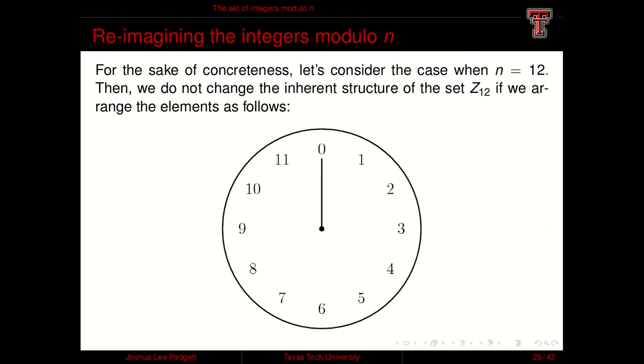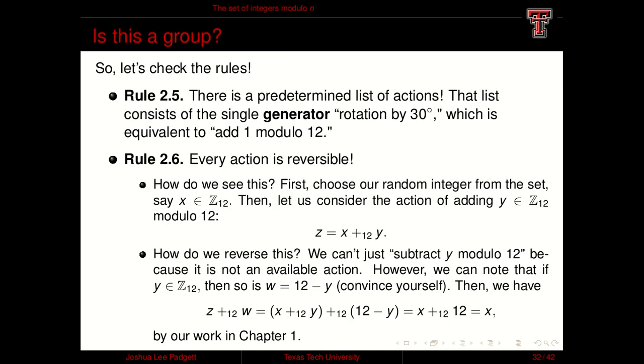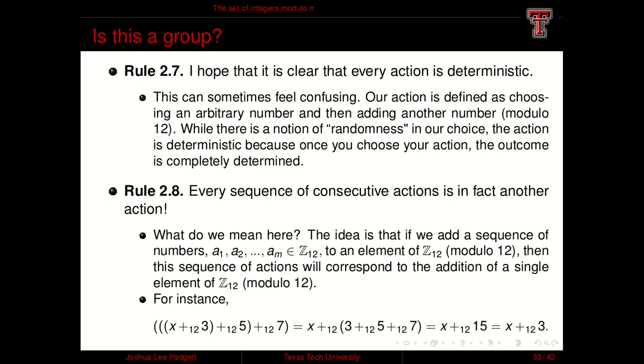And the idea is if there's 12 spots, and if I walk forward by 5, then the distance to finish my trip is just 12 minus 5. So this is exactly the geometric motivation here. And since x and y were arbitrary, of course, I have done this in full generality, and every action is reversible.